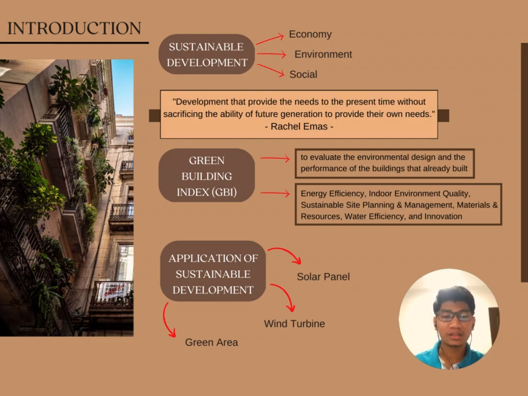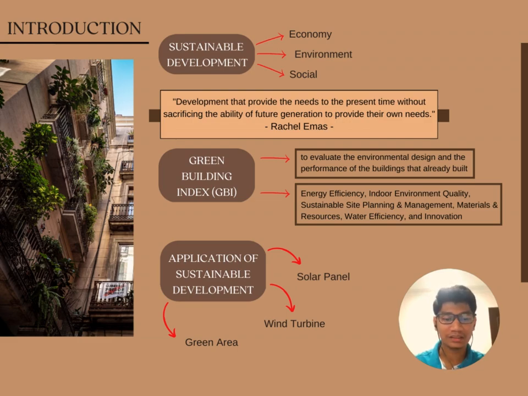The second point is the Green Building Index. The Green Building Index is used to evaluate the environmental design and the performance of a building that is already built. The evaluation is based on six main criteria, which are energy efficiency, indoor environment quality, sustainable site planning and management, material and resources, water efficiency and innovation.